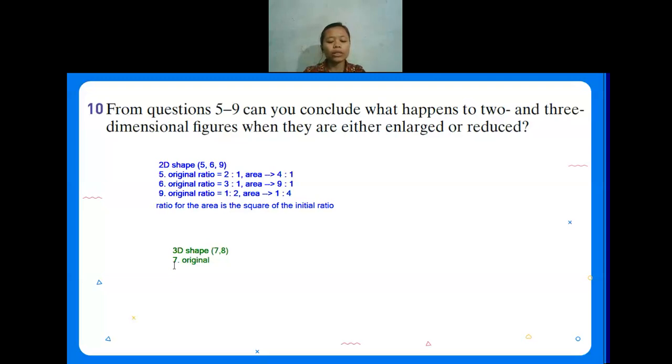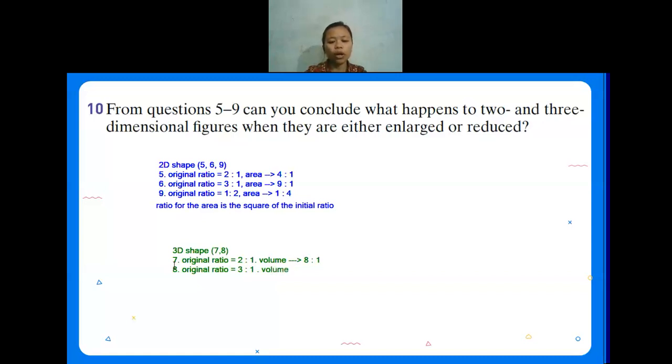So for the 3D shape, we will look at question 7 and question 9. For question 7, the original ratio is, how many is it? 2 to 1. And then for the volume, the ratio became 8 to 1. For question 8, the original ratio is 3 to 1. And then for the volume, the ratio changed to 27 to 1.